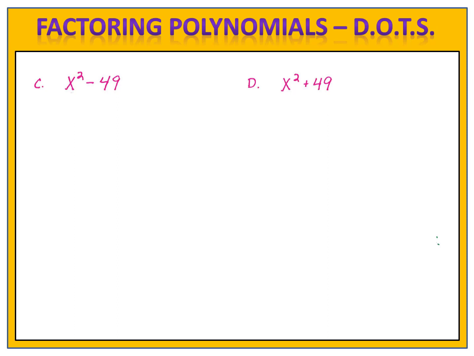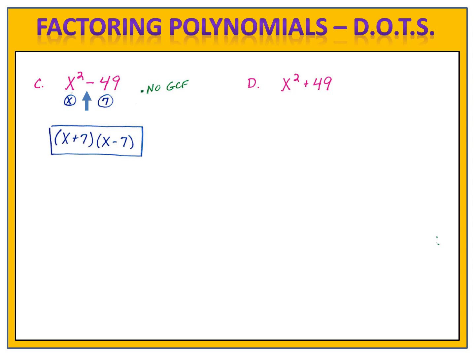In exercise C, the first thing we look for is a greatest common factor. There is none. Then we look to see if we have a difference of two perfect squares. X squared is a perfect square, and 49 is a perfect square. The two terms are connected by subtraction, a difference of two perfect squares. We can factor this into a pair of conjugate binomials, x plus 7 times x minus 7.